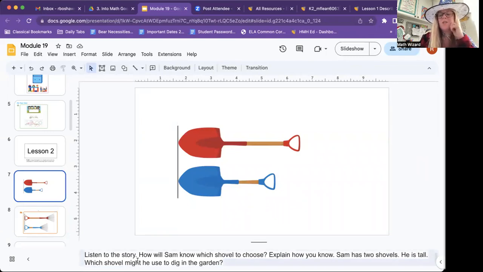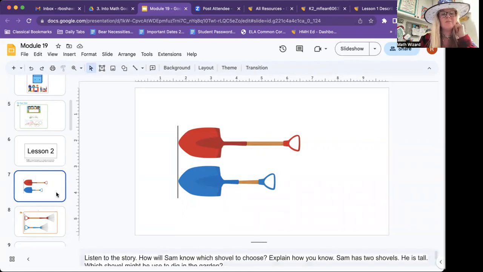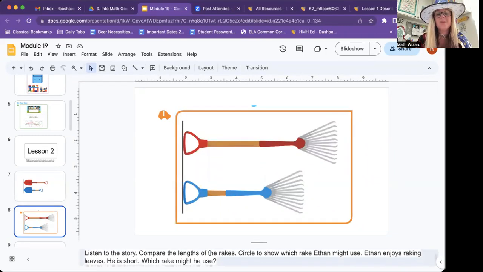So which one should he use? Can you circle the one that you think he should use? You can pause this while you do that. All right. Oh, good. It is time to get ready and garden. Listen to this story. Compare the lengths of the rakes. Circle the rake to show which one Ethan might use. Ethan enjoys raking leaves. He is short. Which one might he use?